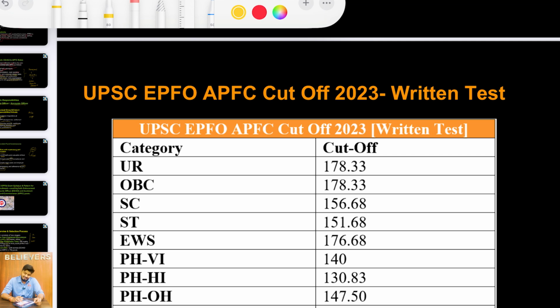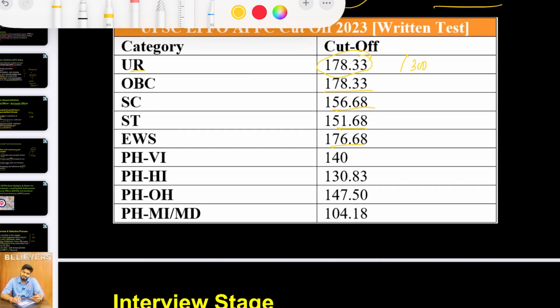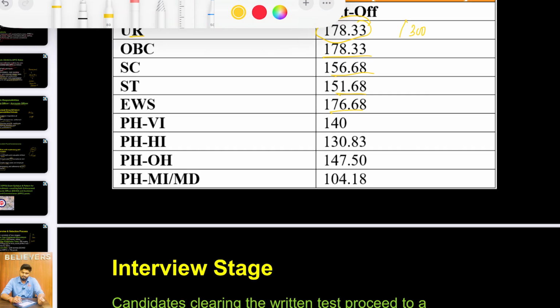Next, UPSC EPFO APFC cutoff in 2023 written test. Before you attempt this, you have to understand the cutoff, what is expected out of you. So for our category, that is unreserved, 178.33 was the cutoff in 2023 out of 300. Next, OBC, it was 178.33, so no difference between unreserved and OBC. And SC, it was 156, ST, it was 151, and EWS, it was 176, and physically handicapped 140 to 130, OH 147, and physically handicapped MMD, it was 104 and 104. So it goes on varying.